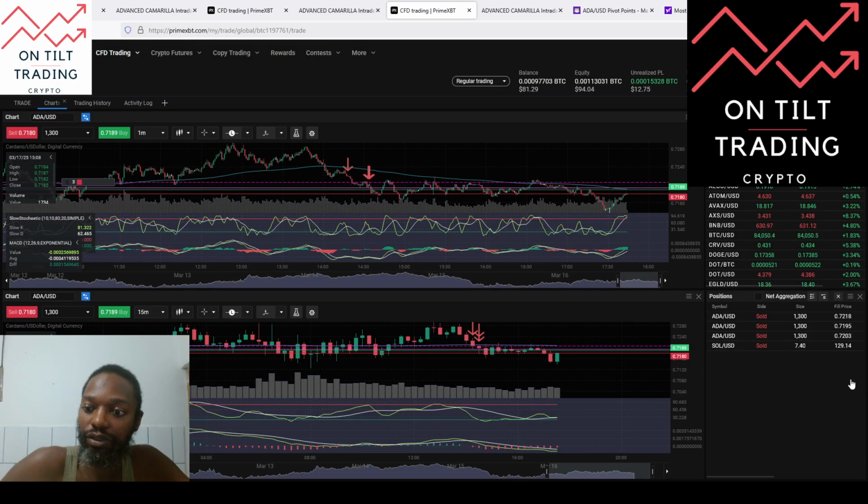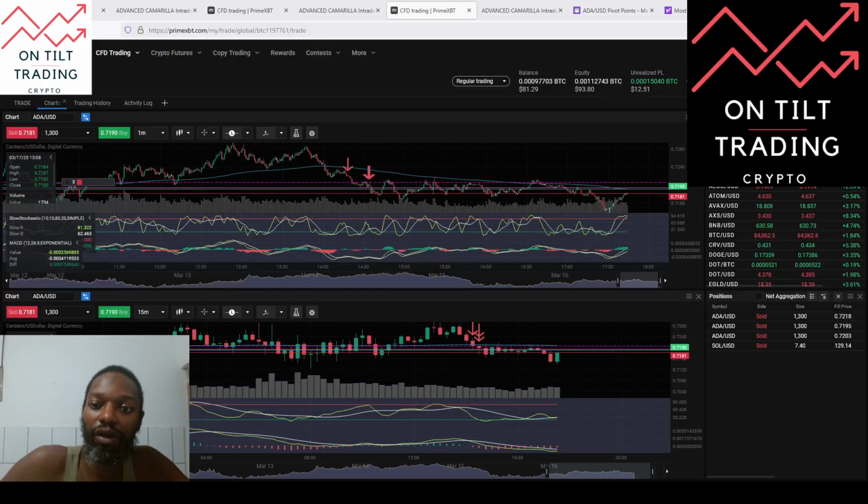To put my charts into perspective, this is candlestick area. This is a volume profile. This is slow stochastic. This is the MACD. This blue line that you see here is the 200 exponential moving average. And this purple line that you can see here, this is the Camarilla pivot R3.